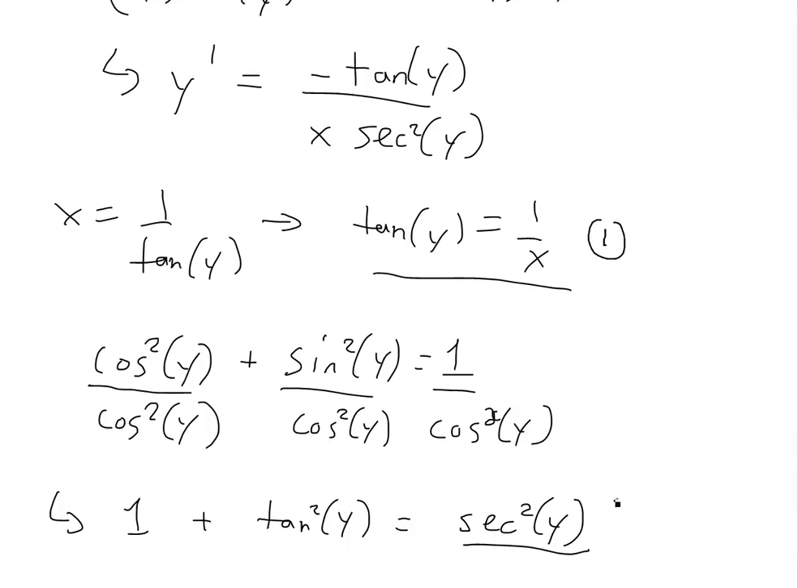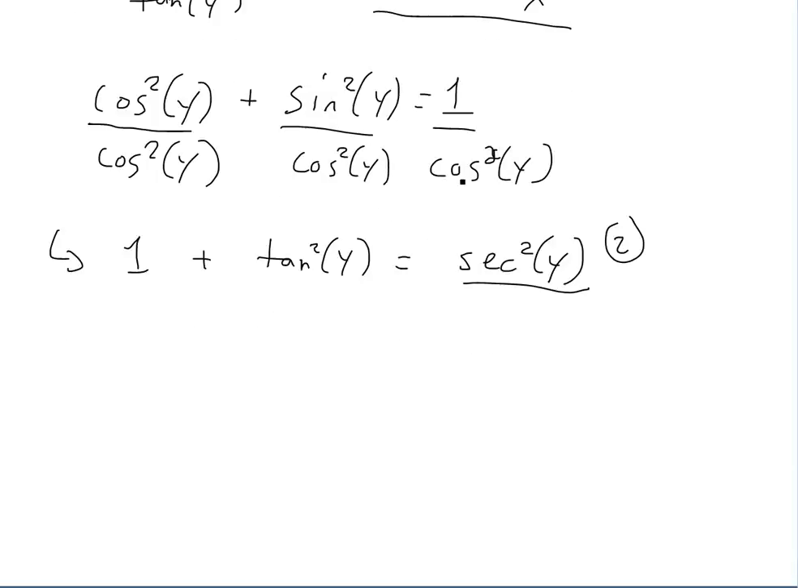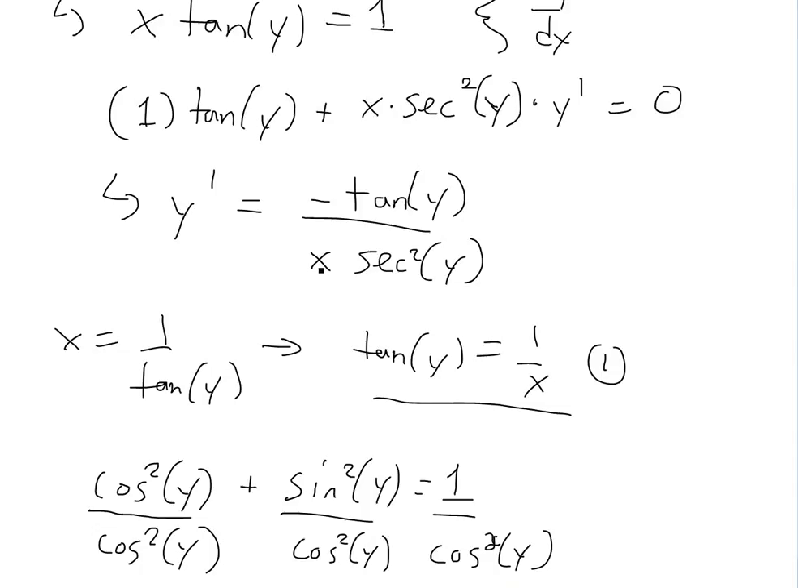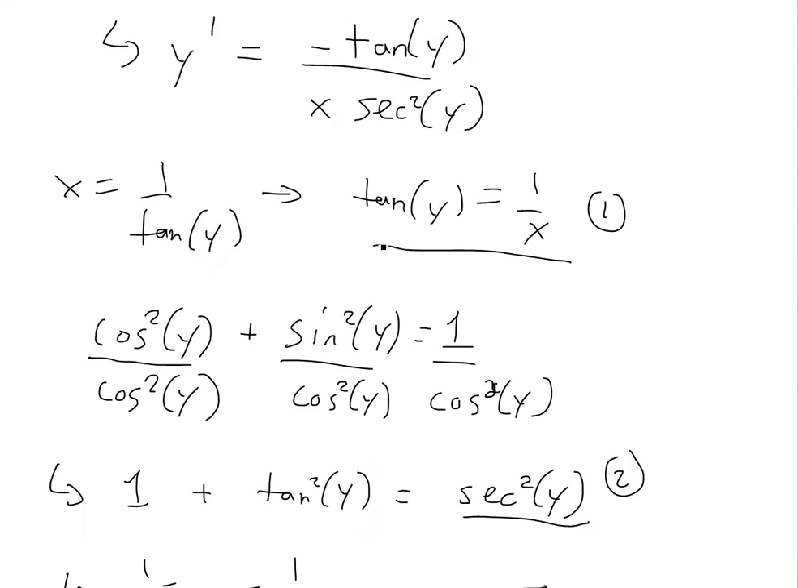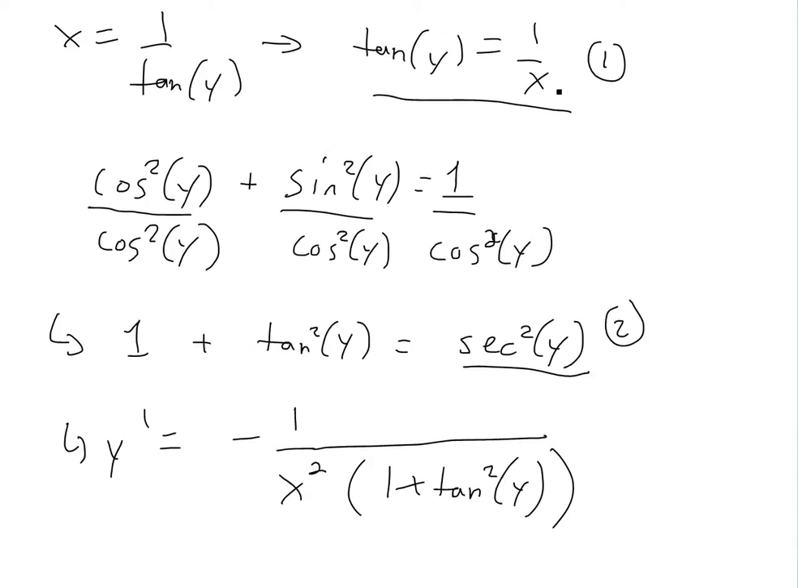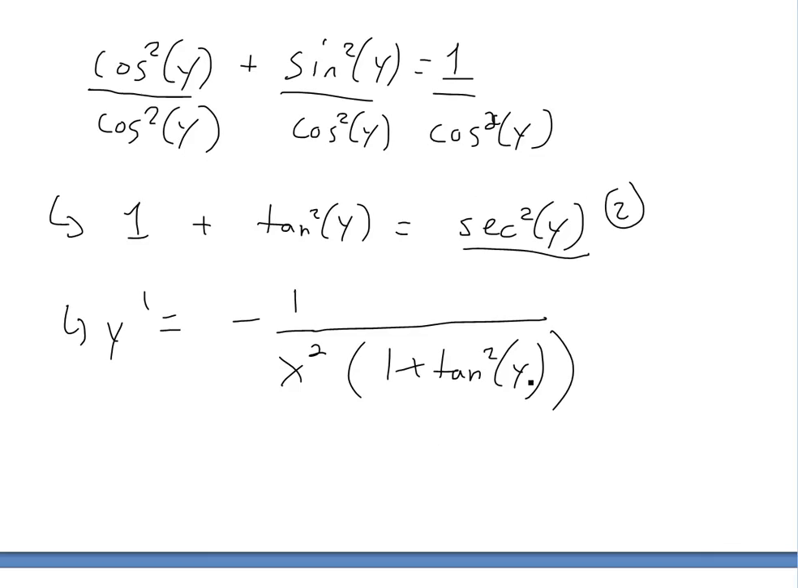So let's plug this and this inside the function here. We'll get 1 divided by x squared, then 1 plus tan squared y. That's because there's an x already there, and then this is going to be 1 over x multiplied by the x squared. We could simplify this further by throwing this back in there, because tan y is equal to 1 over x. So tan squared y is going to be 1 over x squared. So this is going to equal 1 over x squared times 1 plus, all divided by 1 over x squared.